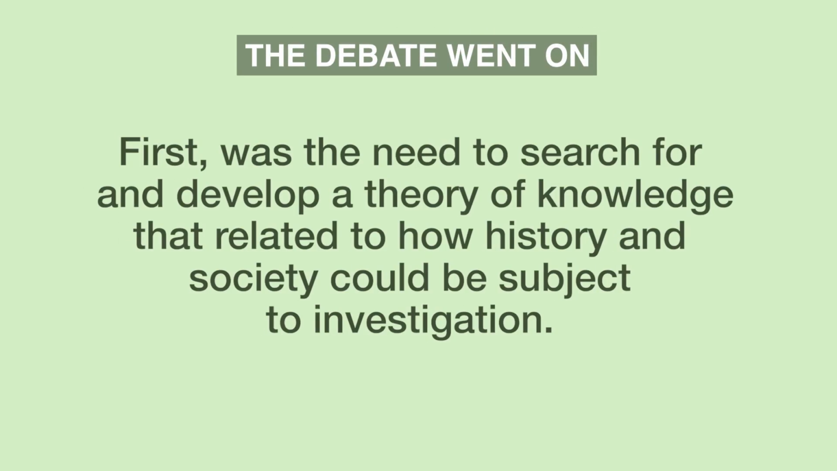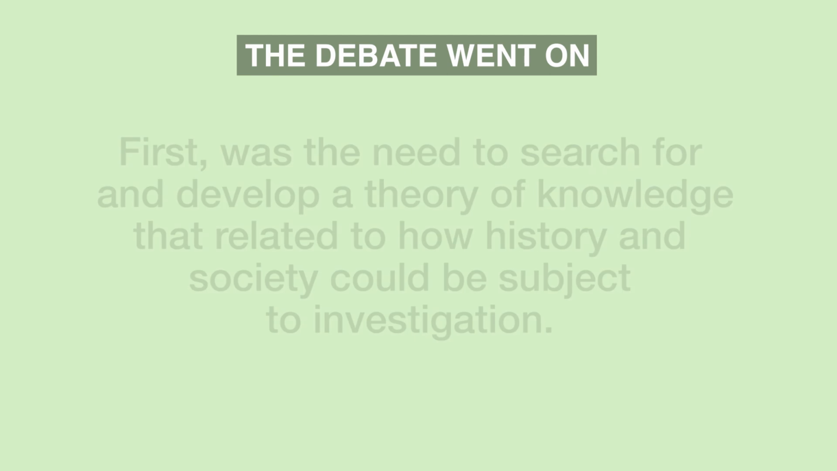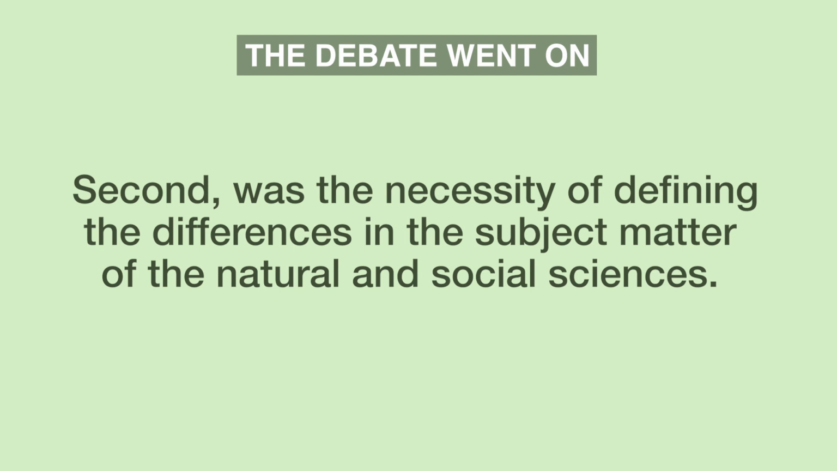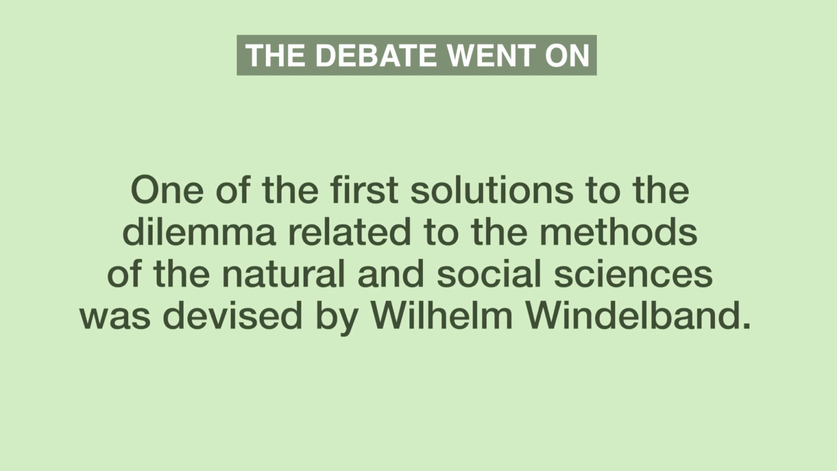First was a need to search for and develop a theory of knowledge that related to how history and society could be subject to investigation. Second was a necessity of defining the differences in the subject matter of the natural and the social sciences. One of the first solutions to the dilemma related to the methods of the natural and social sciences was devised by Wilhelm Windelband. So, what did these thinkers try to do?